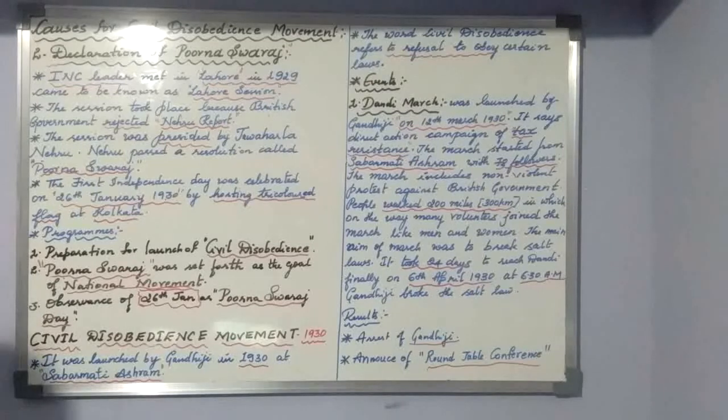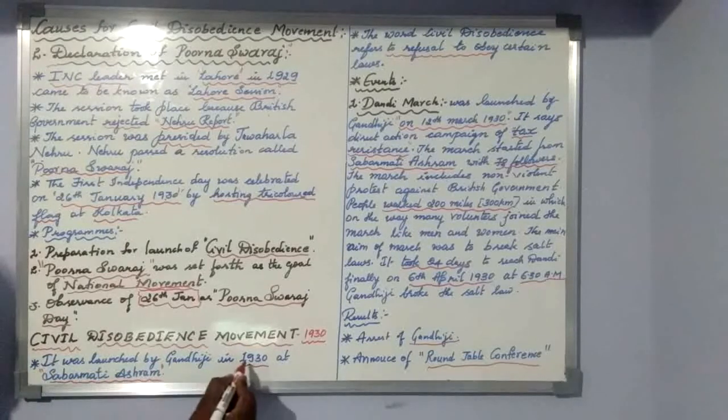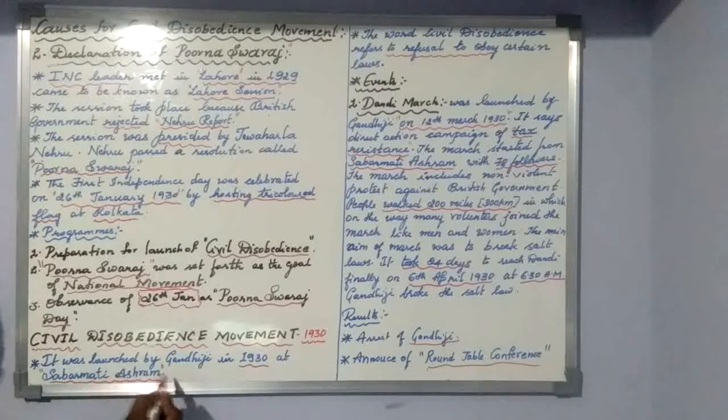So when we launched this civil disobedience movement in 1930, we will come across two events when we talk about it. One event is the Dandi March, and another is the Round Table Conference, which we will see in the next class. The civil disobedience movement was launched by Gandhiji in 1930 at Sabarmati Ashram.